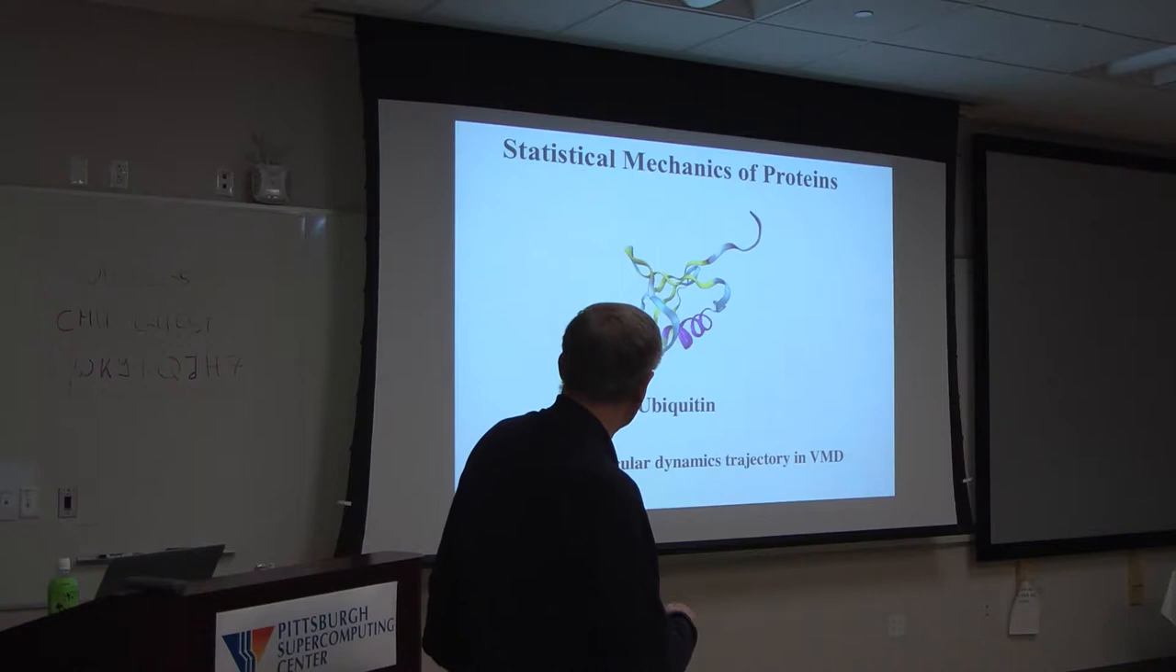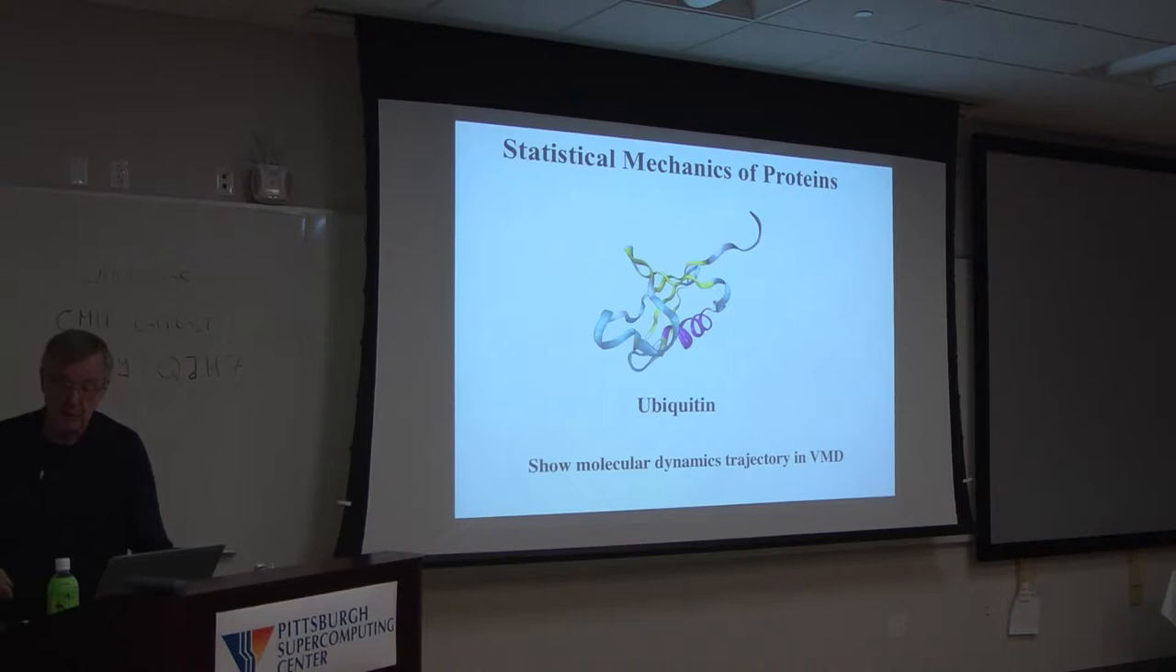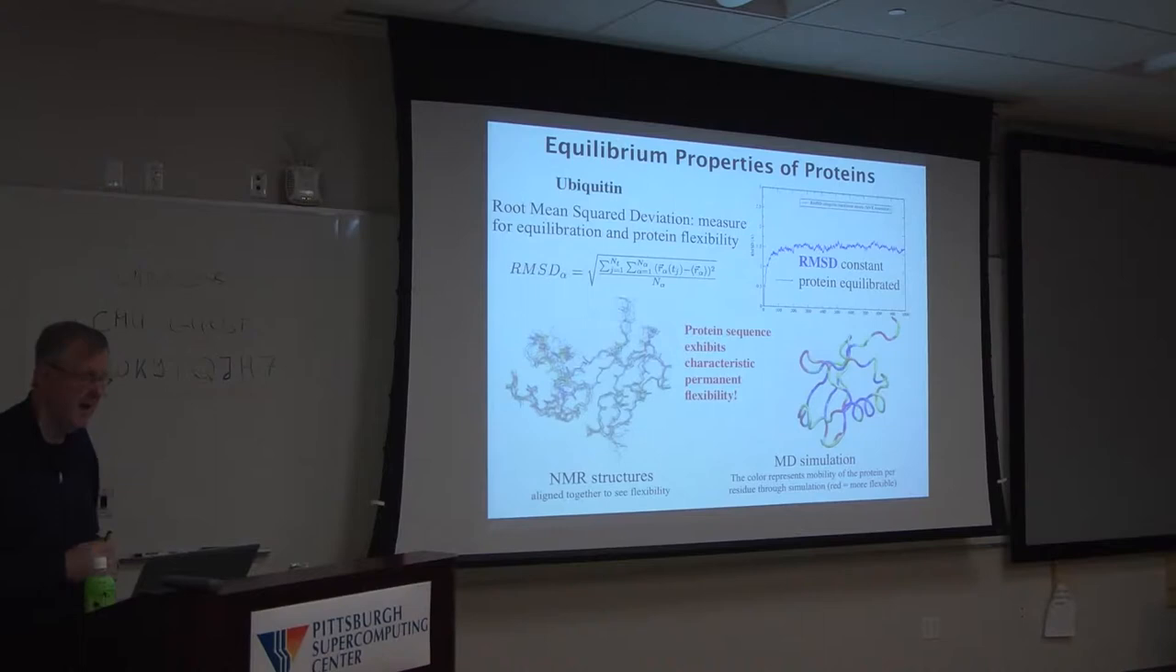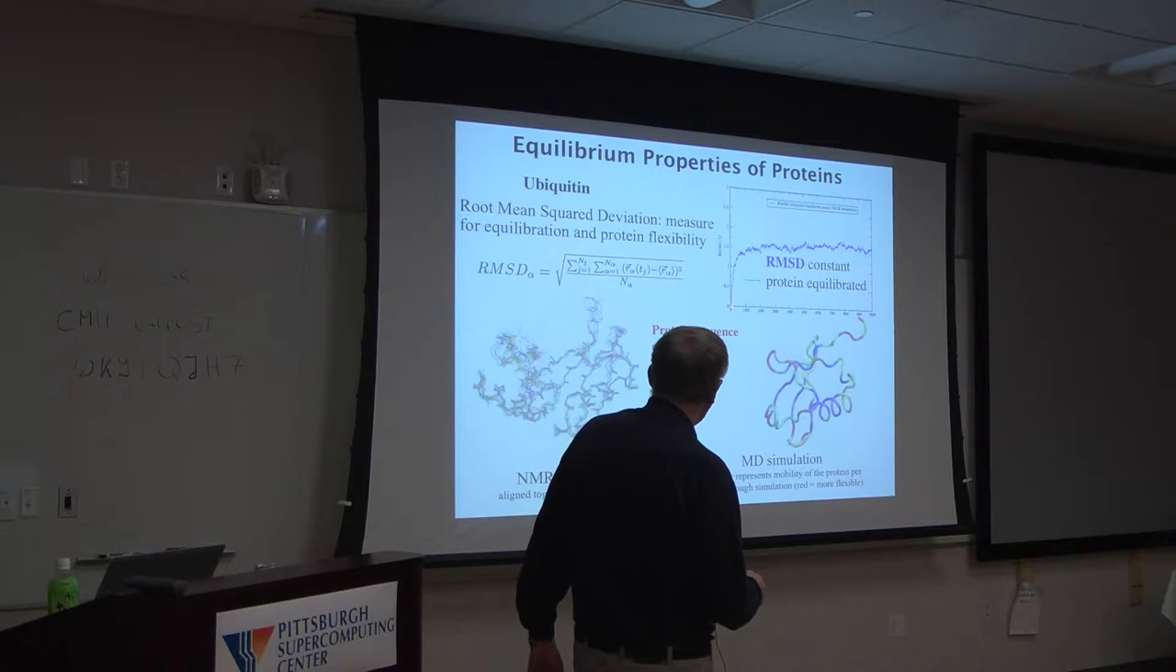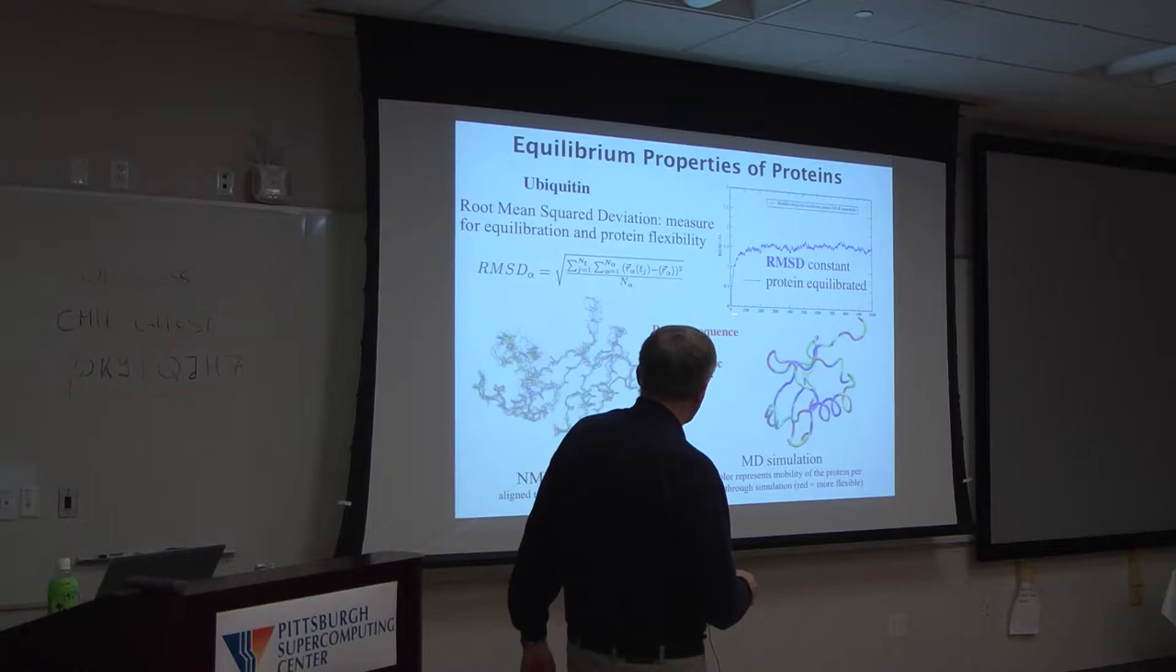So let's look at ubiquitin again. We run now a trajectory of ubiquitin. We saw that protein in the VMD session yesterday. And so here you see what I told you already about the potassium channel. You run ubiquitin as a function of time. You are starting here at this moment, and then you determine the deviation per atom from the initial structure.